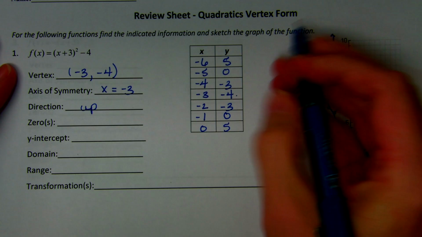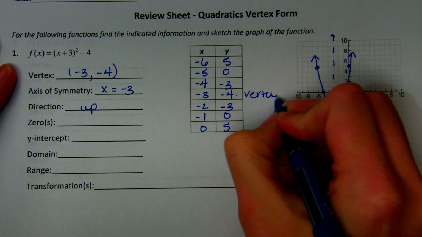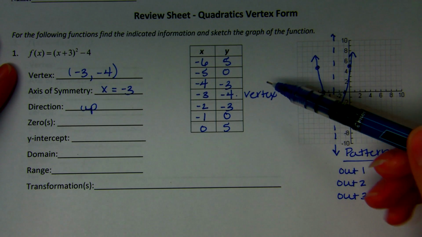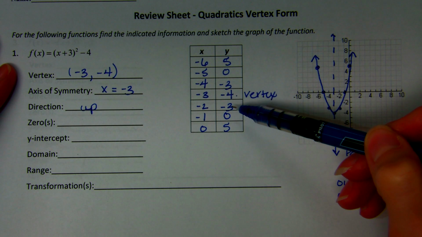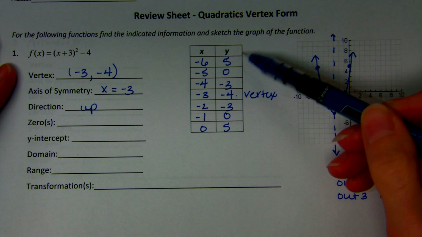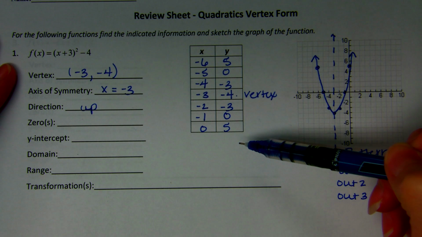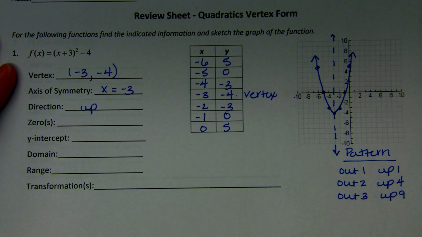The reason we put the vertex in the middle is that then we can see the symmetry in the table as well. See how it goes 5, 0, -3, -4, then -3, 0, 5. It's symmetric about the vertex. And that's why we put the vertex in the middle, so that we can see the symmetry that we see on the graph in the table as well.